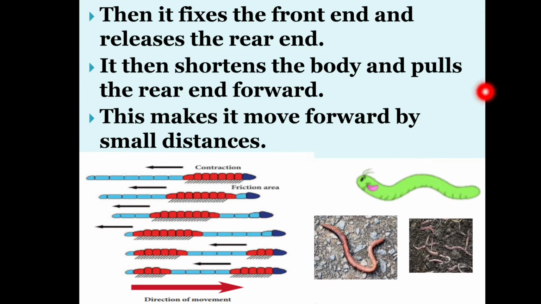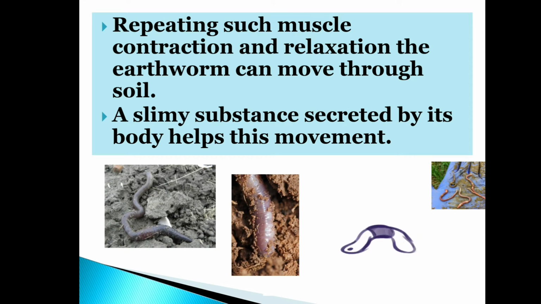You can see here the movement in the picture. It fixes the front end and then releases the back end, and then it shortens the body and pulls the rear end forward. So this makes it move forward by small distances. Repeating such muscle contraction and relaxation, the earthworm can move through soil. A slimy substance secreted by its body helps this movement. What is a slimy substance? It is thick, wet, and unpleasant.